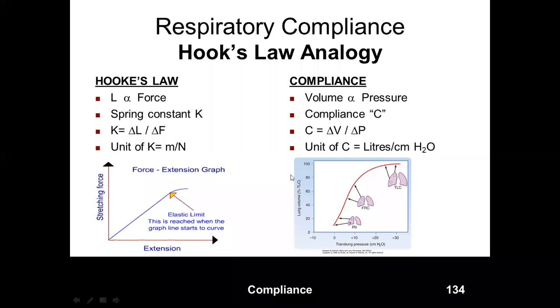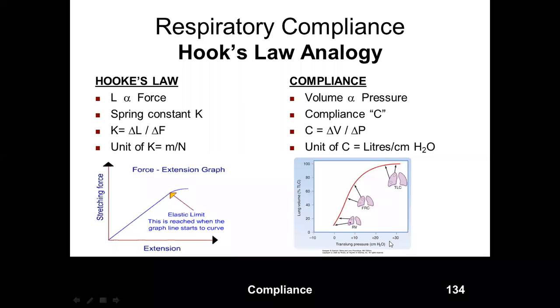Remember from high school, the gradient is a change in the y-axis divided by the change in the x-axis. Therefore, in this case, the lung compliance becomes the change in the lung volume divided by the change in the distending pressure. And in this case, the distending pressure is the transpulmonary pressure. In some textbooks, they will replace the transpulmonary pressure with the negative intrapleural pressure. So either is okay.